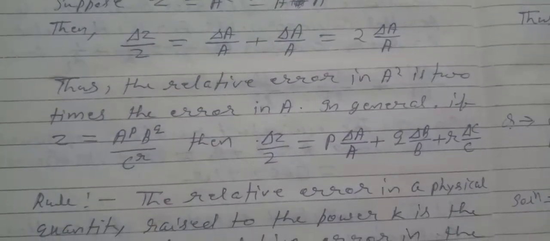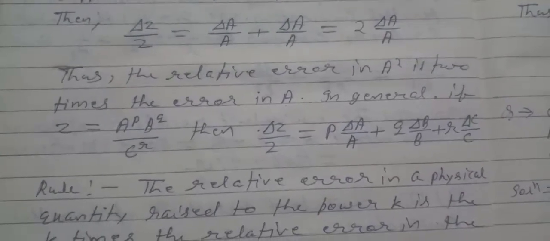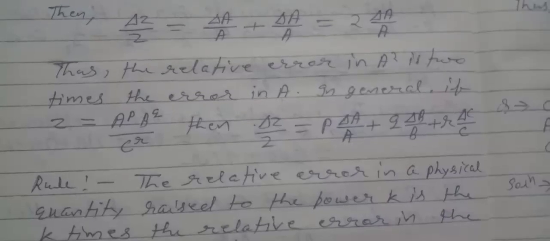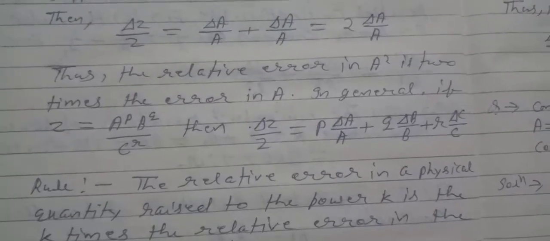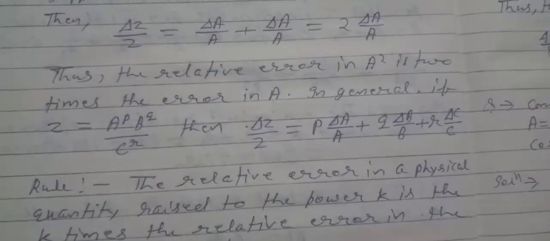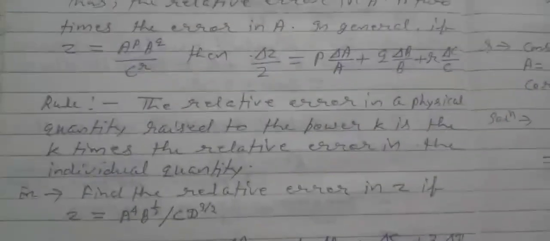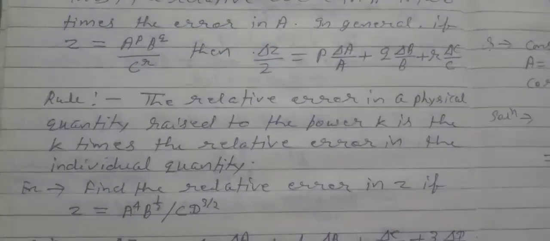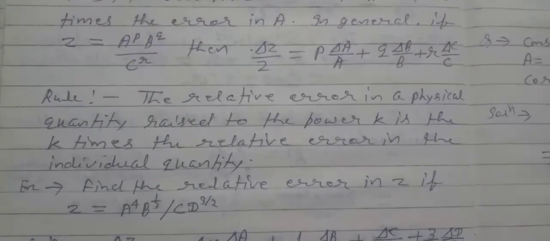In general, if we have Z = A^P B^Q / C^N, then ΔZ/Z = P ΔA/A + Q ΔB/B + N ΔC/C. Rule: the relative error in a physical quantity raised to the power k is k times the relative error in the individual quantity.